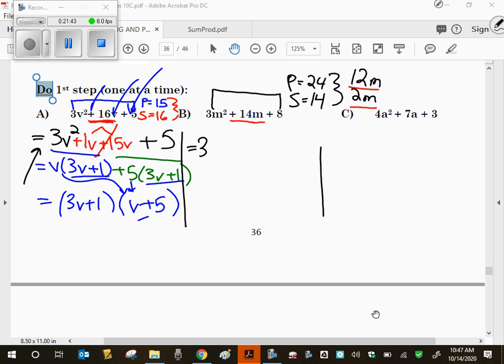Okay, so the first term stays the same, the last term stays the same. The middle term, 14m, turns into 12m plus 2m. I'm going to put the big number first this time, it doesn't matter. Now you created a grouping question, finish it off.